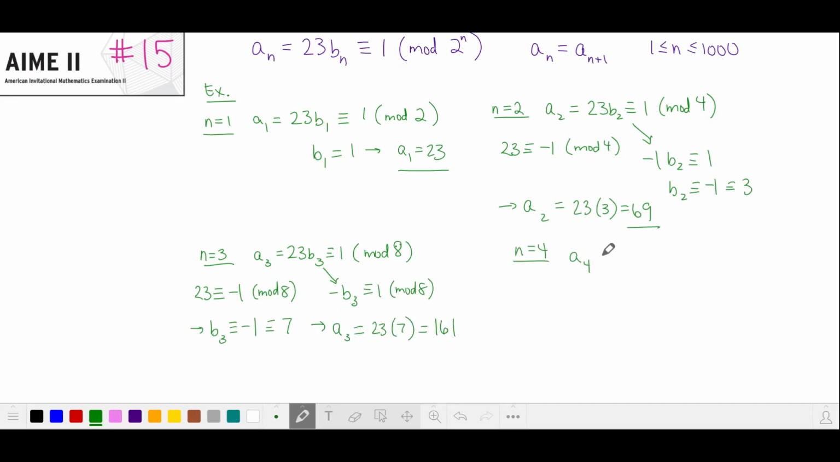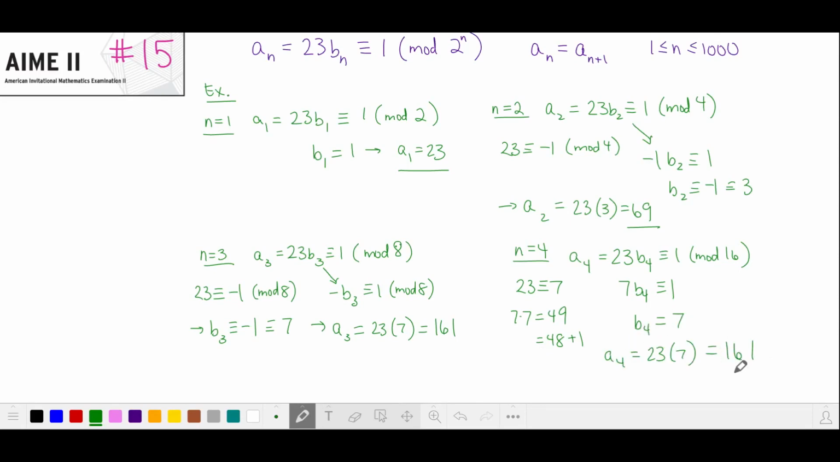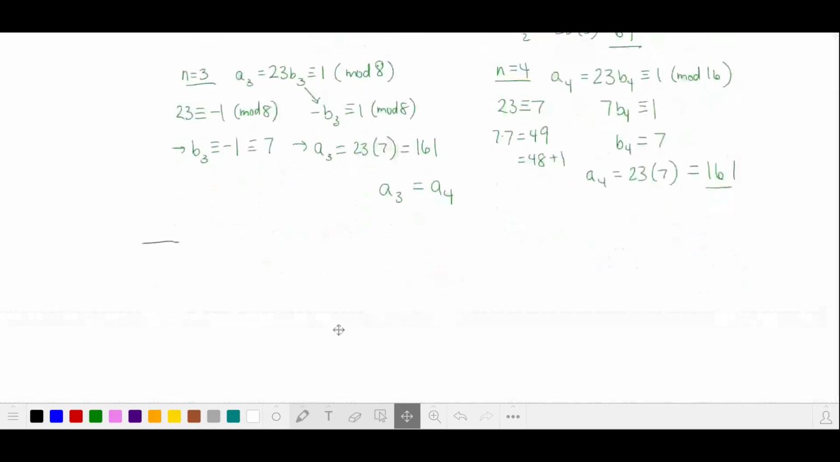For n equals 4, we're looking for multiples of 23 that are one more than a multiple of 16. In mod 16, 23 is equivalent to 7, so we'll do that substitution. Going through the multiples of 7, 7 times 7 is one more than a multiple of 16. So that gives us b4 is equal to 7, and a4 is equal to 161. And we have a3 is equal to a4. Let's stop now and try to generalize this.